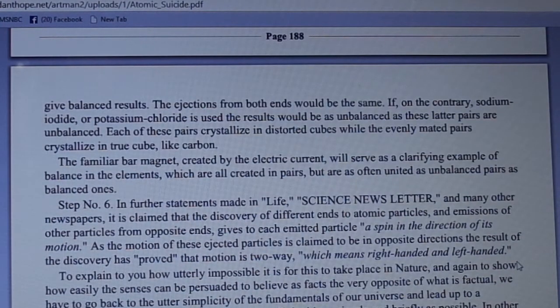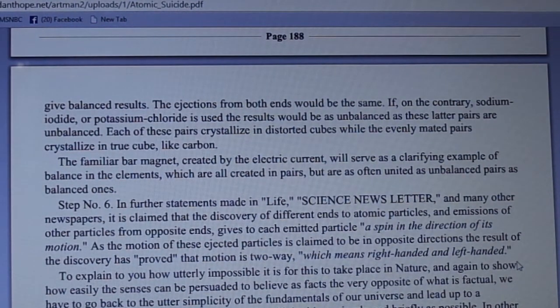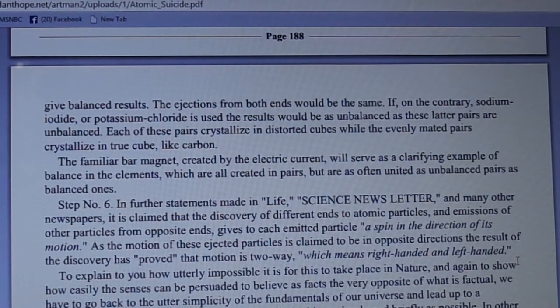Step number 6. In further statements made in Life, Science Newsletter, and many other newspapers, it is claimed that the discovery of different ends of atomic particles and emissions of other particles from opposite ends gives to each emitted particle a spin in the direction of its motion. As the motion of these ejected particles is claimed to be in opposite directions, the result of the discovery has proved that motion is two-way, which means right-handed and left-handed.